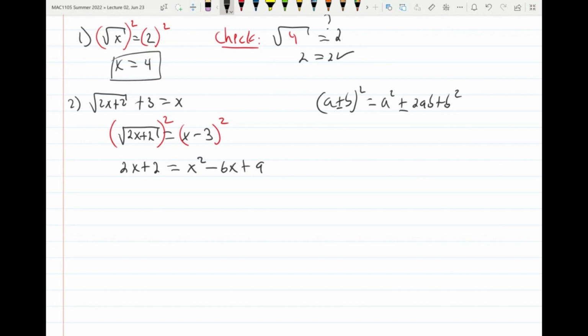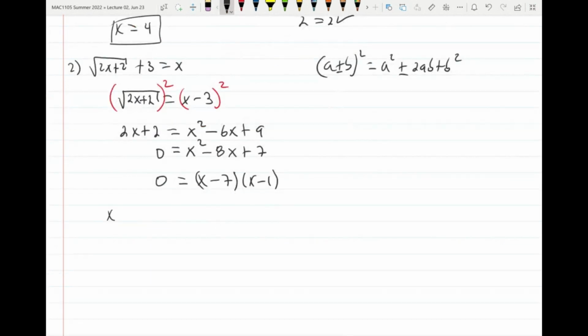And now what do we have? A quadratic equation, right? So we solve this. So how do we solve quadratic equations? Move everything to one side. So let's see, subtract 2x, so we get negative 8x. Subtract 2, what do we get? 7. So here we can factor this as x minus 7, x minus 1. So we get x equals 7 or x equals 1. So two solutions pop up from here, right?